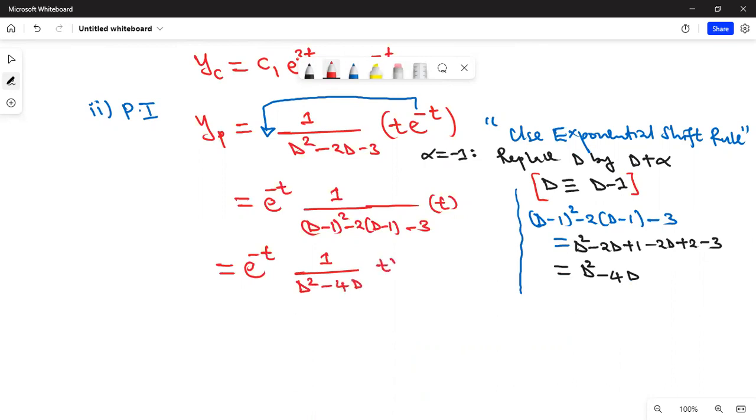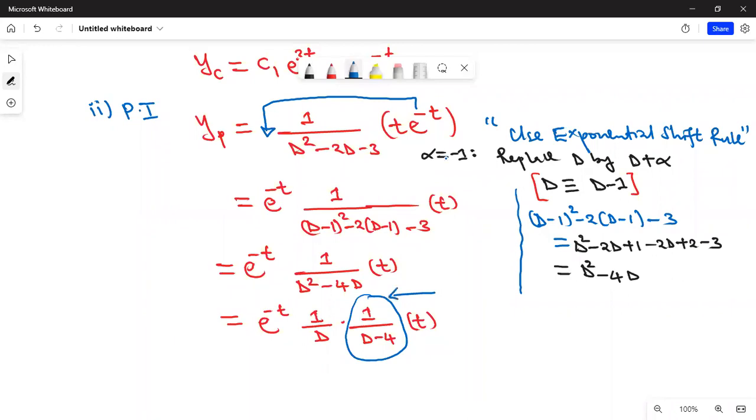This should operate on the polynomial t. And if you look at the denominator, you realize that we can factor out the D, so this can as well be written as exponential negative t, 1 over D times 1 over D minus 4, operating on t. So what do we do? Let's expand this in Maclaurin's series.